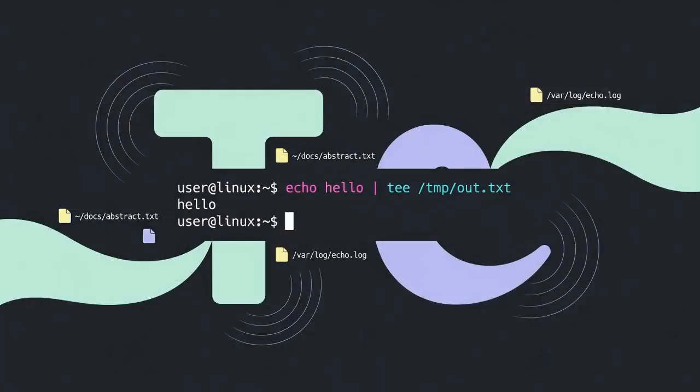The tee command is the splitter of the shell world. Echo hello produces one word on stdout, and tee copies that stream into the file /tmp/out.txt, while also passing it through to the terminal. You can see hello printed once on screen because tee sends the output in 2 directions at once.